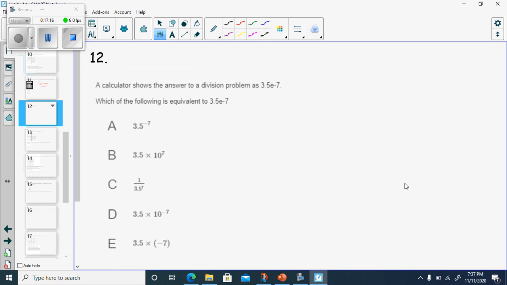Let's look at number 12. A calculator shows the answer to a division problem is 3.5 E to the negative 7. Remember, E means times 10 to the. All right, so this is 3.5 times 10 to the negative 7.